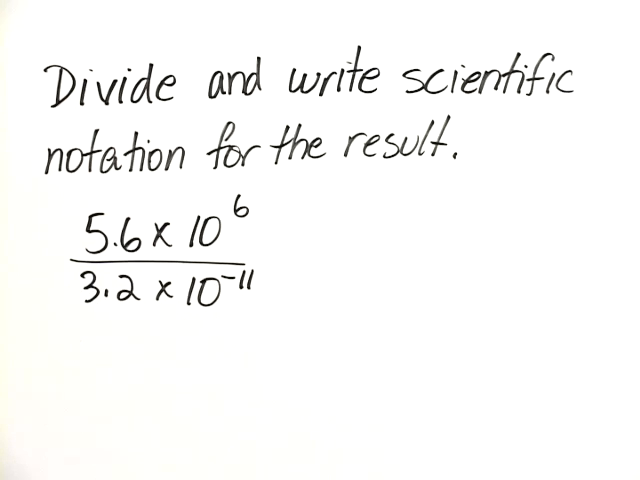Divide and write scientific notation for the result. 5 6/10 times 10 to the 6 divided by 3 2/10 times 10 to the negative 11.